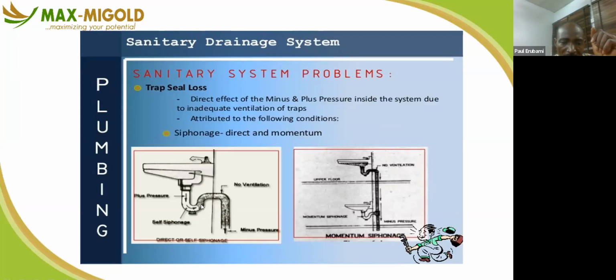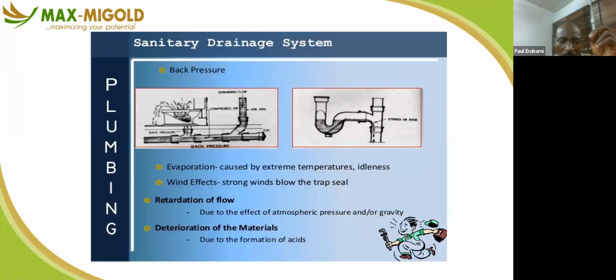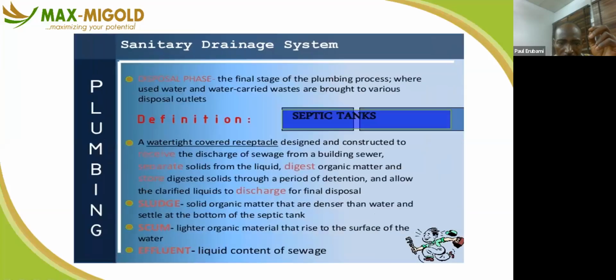You can see this is an example of WC, no ventilation. Then here, no ventilation. So these are all examples of what? Your sanitary system where you can use your trap. So these are all examples of what? Your stacks.